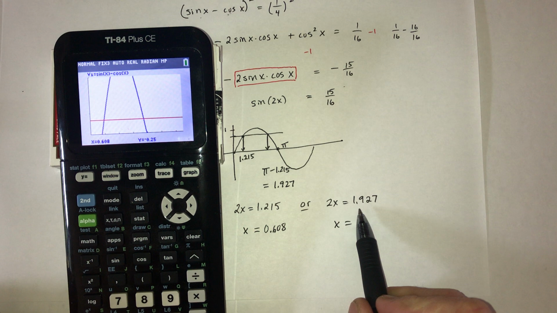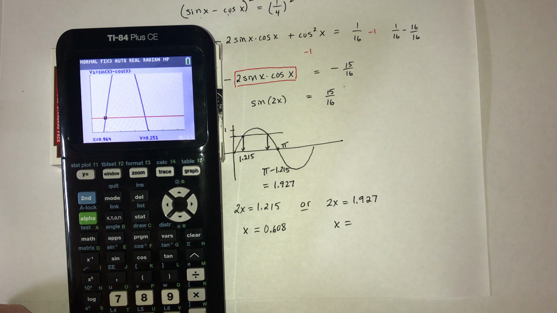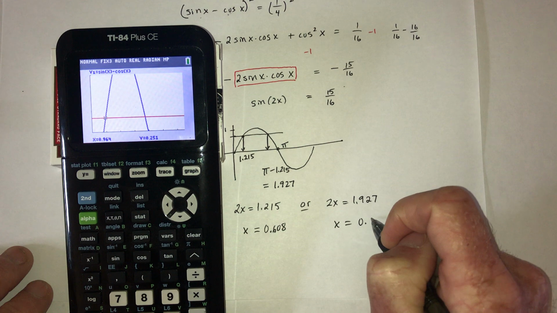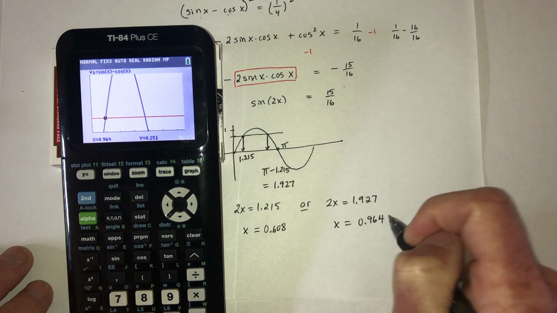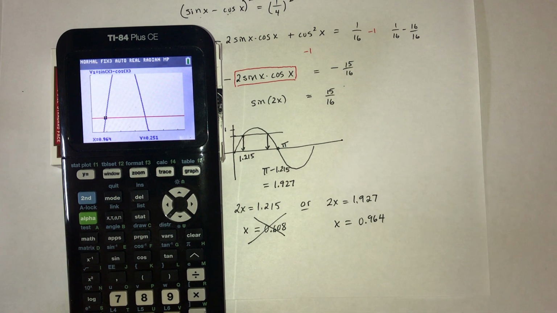What about this one? Take a 1.927 and divide by 2. Oh, this one is correct. 0.964. So the other one turned out to not be correct because that's where it was equal to a -1/4, not a +1/4.